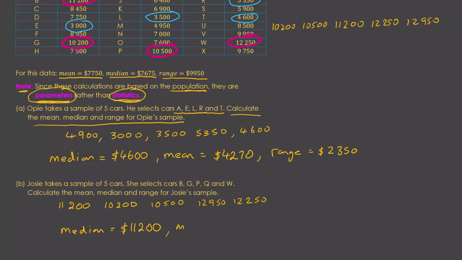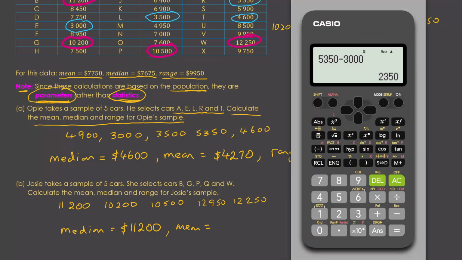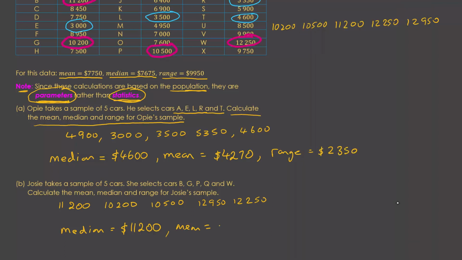And we'll calculate the mean. So for the mean, we just need to add them up and divide by 5. So we've got 11,200, add 10,200, add 10,500, add 12,950, add 12,250, and we'll divide that by 5, and it's 11,420.